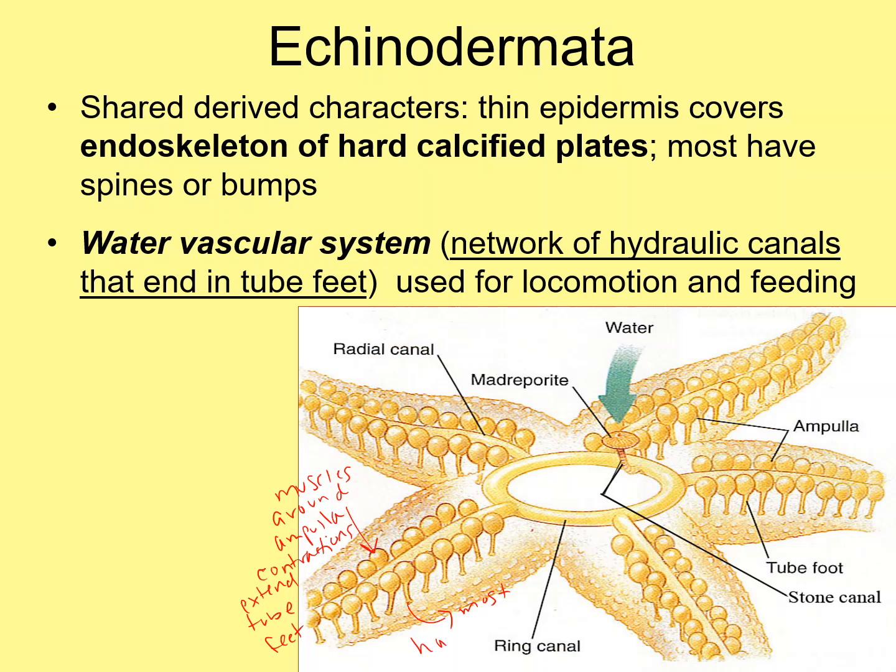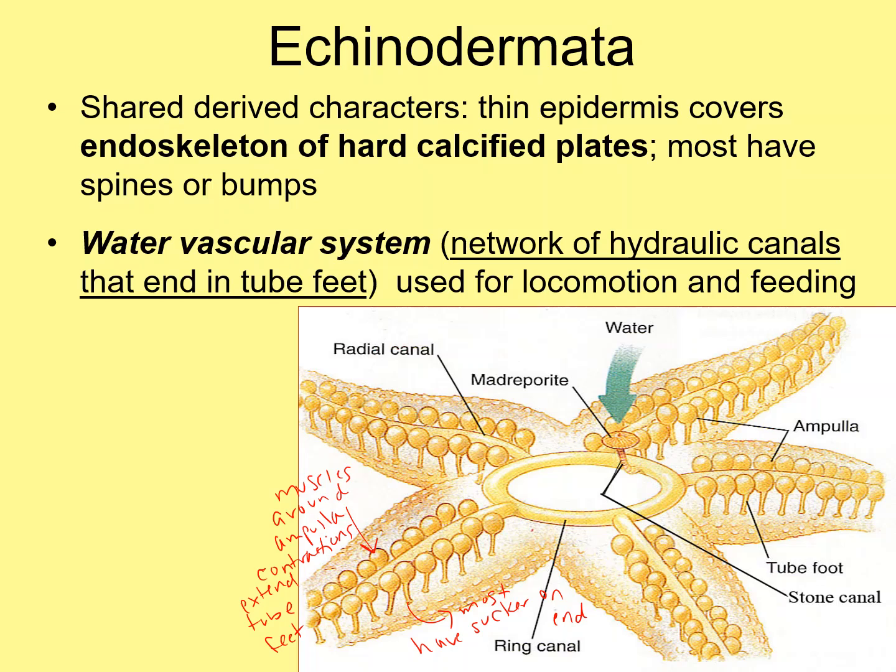And so they stick to a surface, and then if you relax the ampulla, that shortens the tube foot, and you essentially pull the creature forward, or you pull whatever it is that it's attached to towards the animal. So this works very much like the hydrostatic skeleton in a lot of other coelomates. Like annelids, we were talking about having that fluid-filled sac, and you have muscles that act on that, and it causes the shape of the sac to change. Very, very similar thing going on here with the water vascular system.